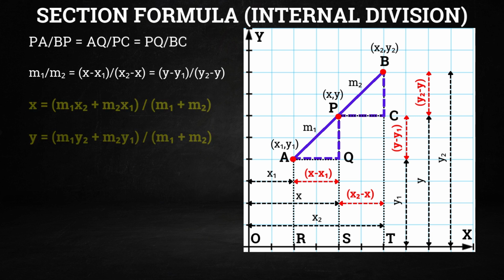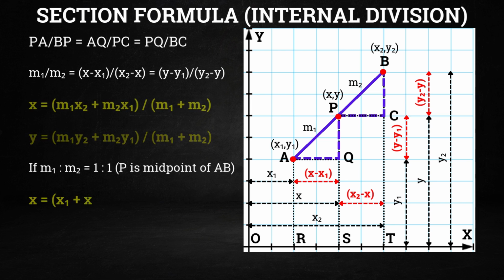When the ratio is 1:1, P is the midpoint of AB, and the formulas become x is equal to x1 plus x2 divided by 2. Y is equal to y1 plus y2 divided by 2.